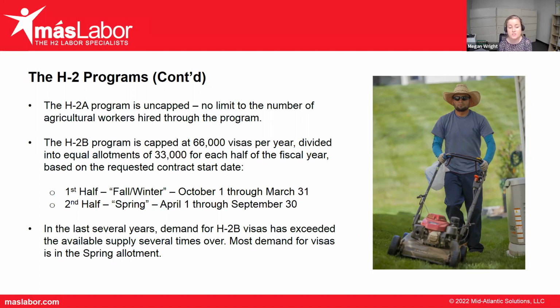In the past several years, the demand for H-2B visas has absolutely exceeded the available supply many times over. And as you can imagine, most of that demand is coming for that spring allotment, or that April 1st start date. Something to note here, as we are in the middle of April, this is peak enrollment time for that first half, that October 1st start date. So even though October 1st feels like quite a ways away, this is the timeline to begin that process if you're considering using the H-2B program for the fall or winter.